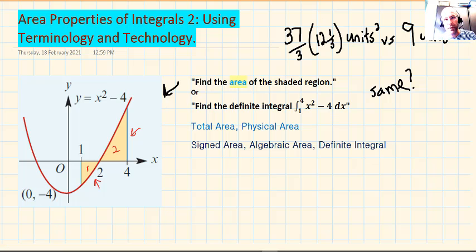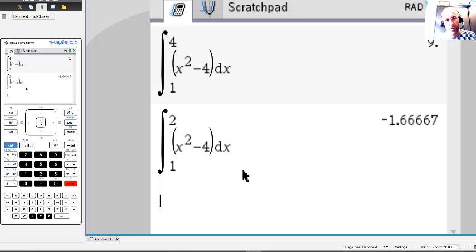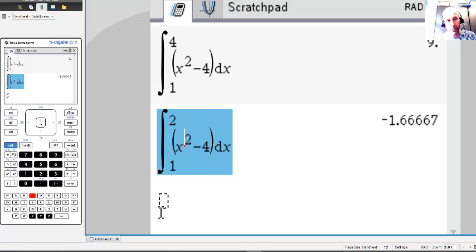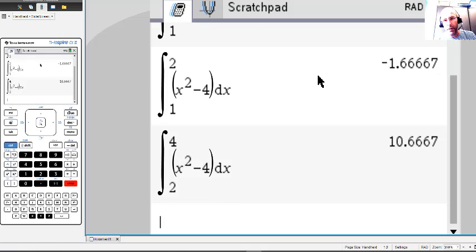One way of doing it, of course, is to break it into the 2 separate areas. So we know we can do that with integrals. Let's do area 1 first and then area 2. Using the TI again, area 1 is a negative. That's from 1 to 2. Well, that's interesting. And area 2 is from 2 through to 4. Oh, alright, that answer is bigger than 9, but area 1 is a negative.